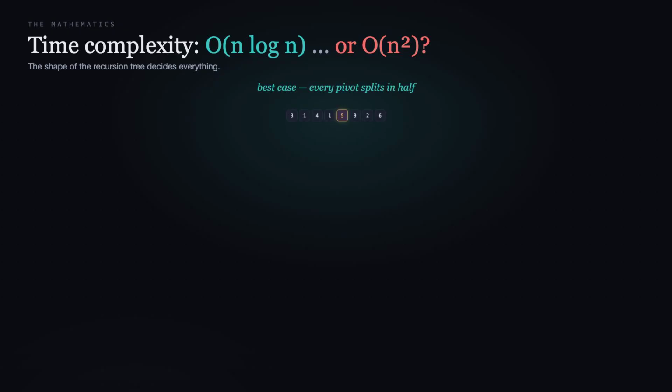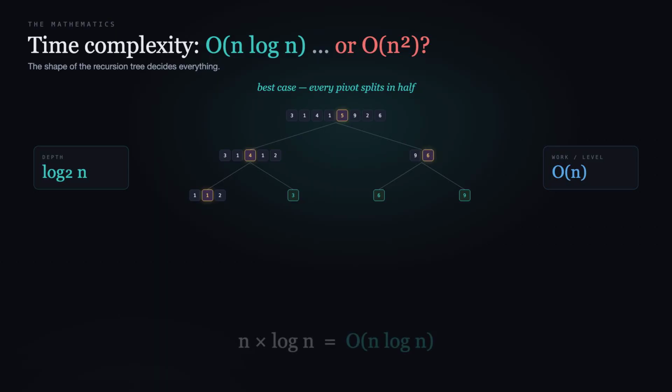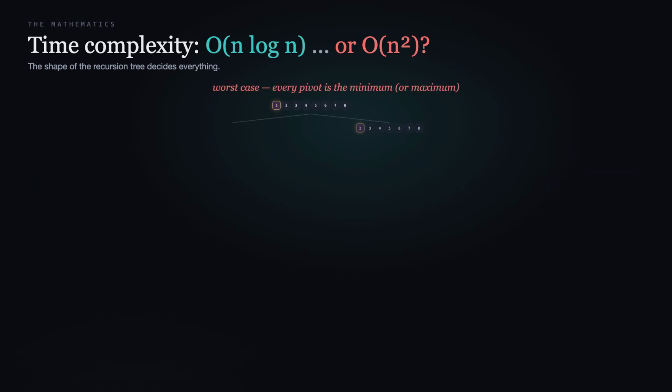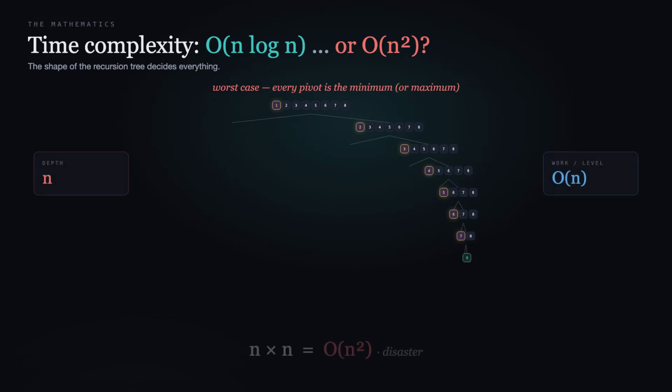Here's where quicksort gets fascinating. In the average case, each partition splits the array roughly in half, giving a recursion depth of log n. With n work per level, the total cost is O of n log n, the gold standard for comparison sorts. But there's a dark side. If you always pick the smallest or largest element as the pivot, for instance, the first element of an already sorted array, every partition shrinks the problem by just 1. You get n levels of recursion, each doing n work. That's O of n squared.